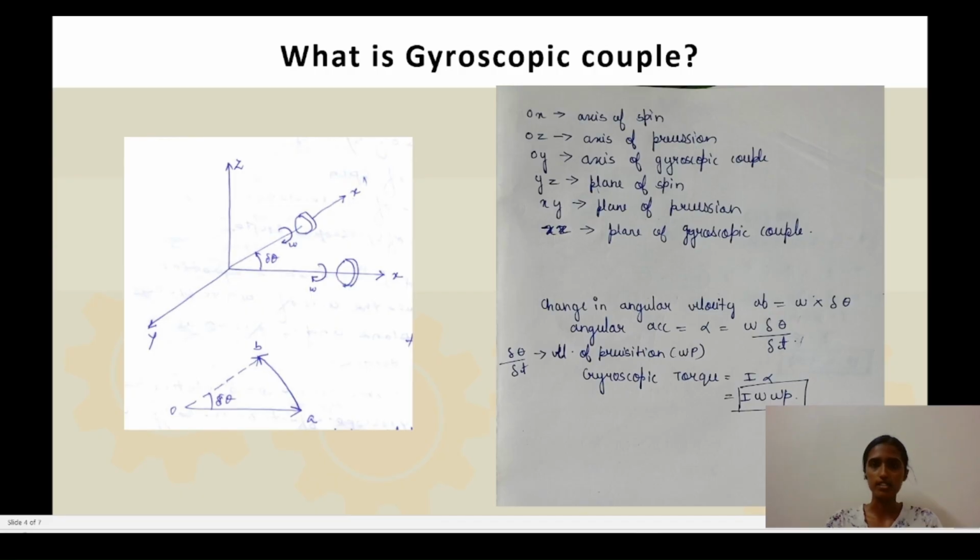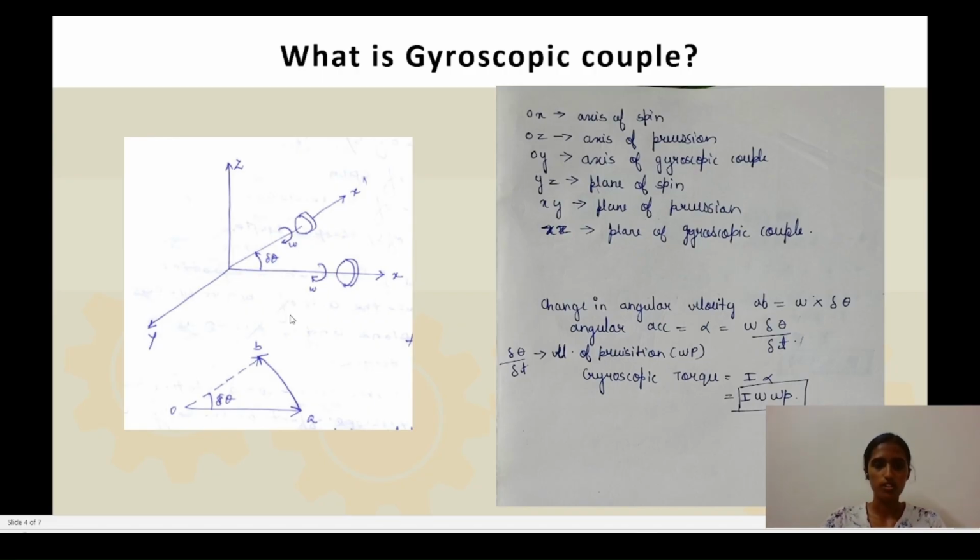So let's now understand what gyroscopic couple is. This is the figure. In this figure, a disc is rotating in the plane xy on the axis of spin, that is OX. Let I be the moment of inertia of this disc and omega be its angular velocity. And let this axis of spin change by a small angle, that is del phi. And let the time taken to do this be del t.